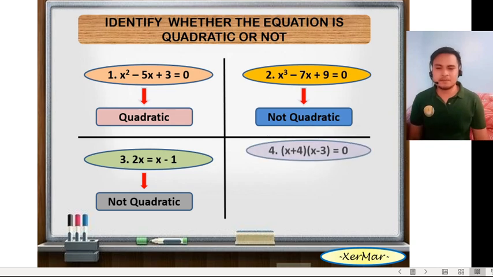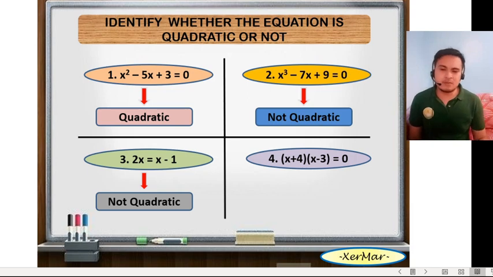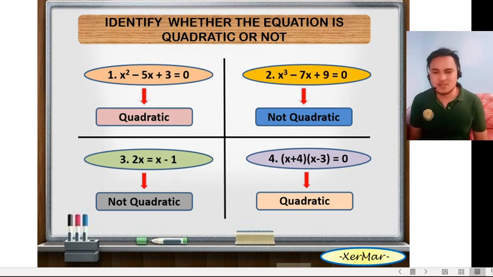Next, number 4, we have the quantity of x plus 4 times quantity of x minus 3 equals 0. So, ito, alam ko, familiar kayo dito. At kapag i-multiply natin yung dalawang binomial na to, magkakaroon tayo ng x squared. Okay, so therefore, number 4 is an example of quadratic equation. Pero, naka-factored form lang siya. Okay? So, I hope by definition, alam nyo na kung paano i-identify ang quadratic equation.